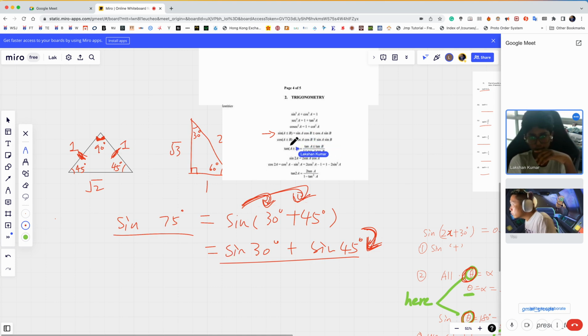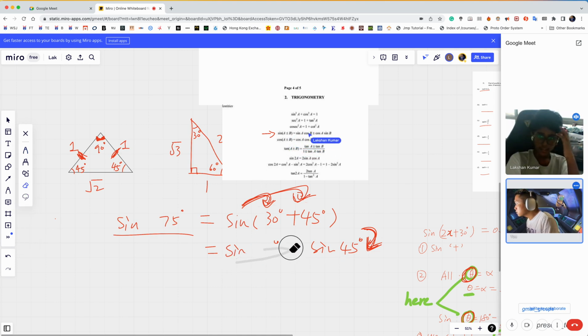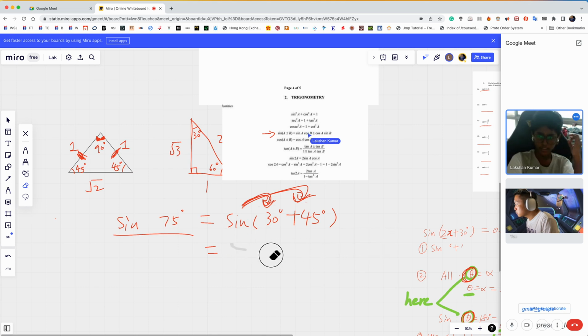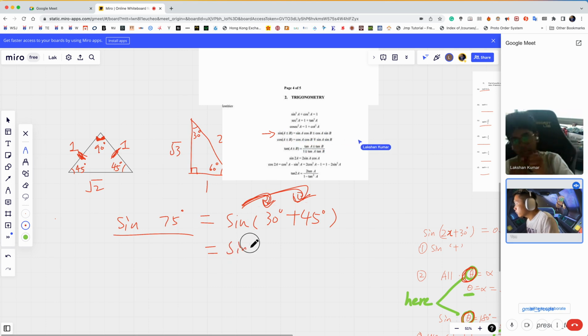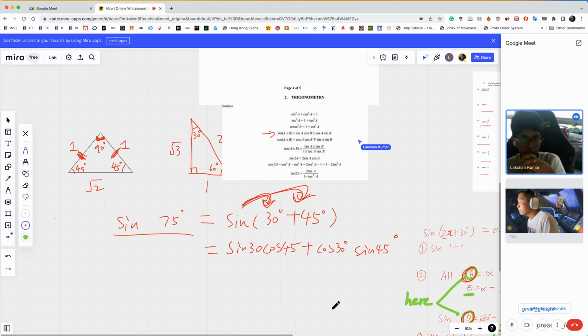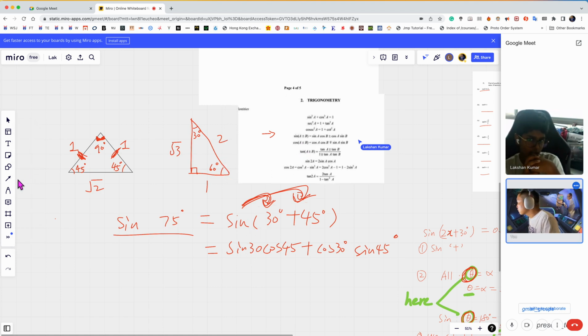Okay, so this one will give you what? Sine A times cosine B. Is that plus or minus? The plus is on top, so plus is plus. So it's sine 30 cosine 45 plus cosine 30 sine 45. Okay? So sine 30. So what is sine 30?